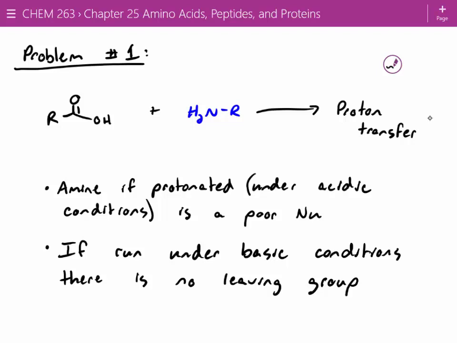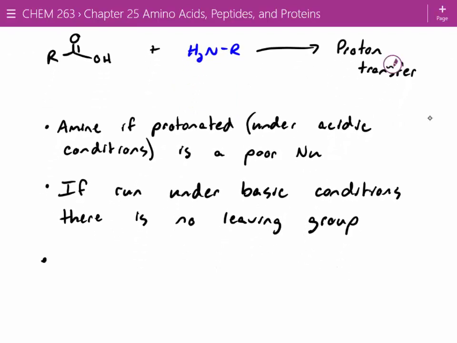That's exactly it. So a lot of people say, well, can we turn it into an acid chloride? Yeah, you can, but most people don't do it that way. So I'll show you the way most people do it. But Ian's exactly correct. We must turn the OH into a good leaving group.